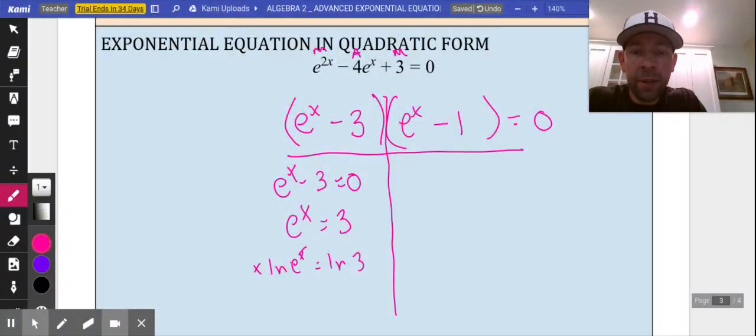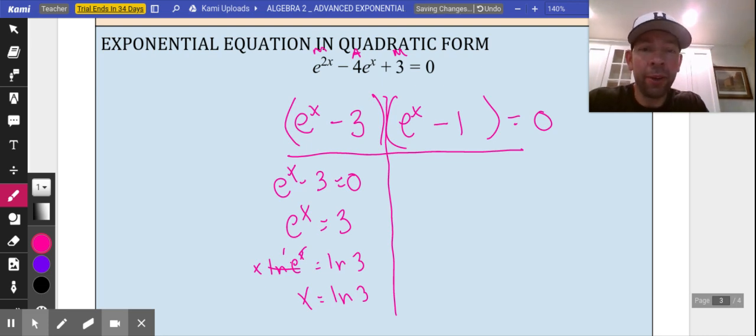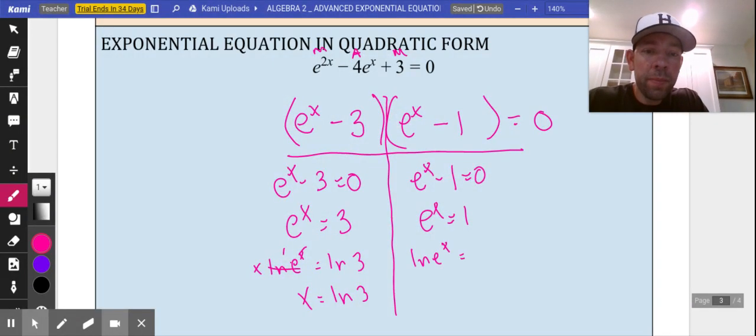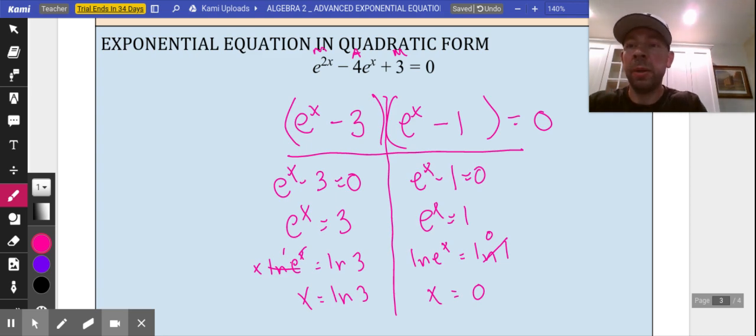Move that x out here. ln of e is 1, so x just equals the natural log of 3. And if we had to go decimals, we could plug that into our calculator. On the other side, we'll add that 1 over. Now this time, when you take the natural log of both sides, if you remember, the natural log of 1 is just 0. So we get x equals 0. And again, that's a real easy check. We could substitute that 0 back in for the original x's and confirm it.